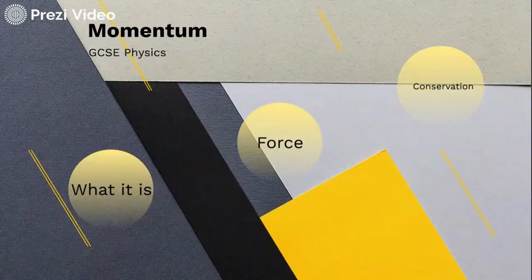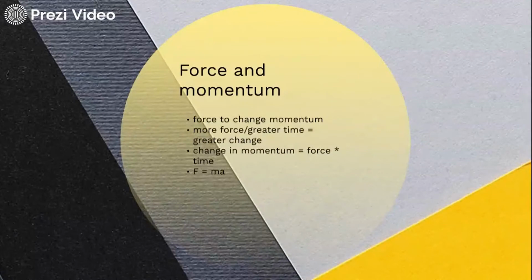Now, force has an interesting relationship with momentum that we do need to consider. So, like I said earlier, it takes force, and sometimes a lot of it, to change momentum. Now, this can be put as a little equation where change in momentum is equal to force times time. What that means is the more force you apply, and the greater the time over which you apply this force, the greater the change in momentum will be. And that makes sense, right?